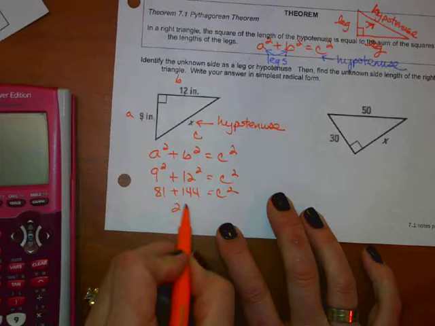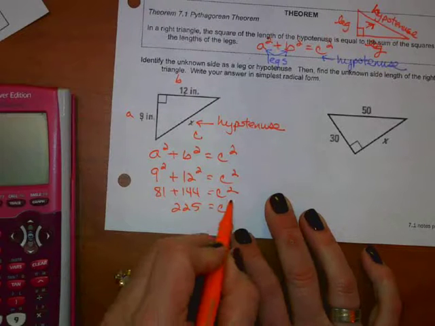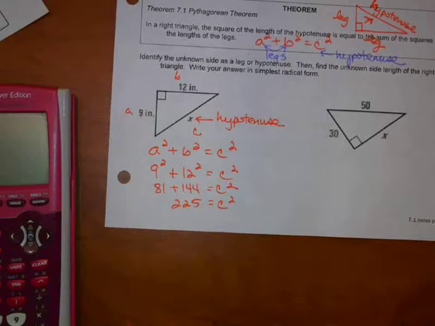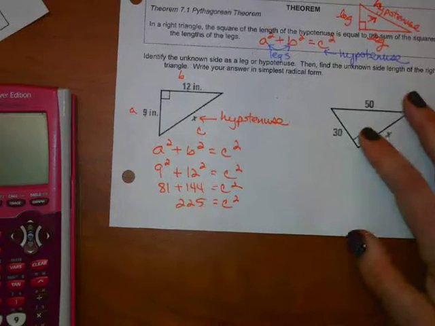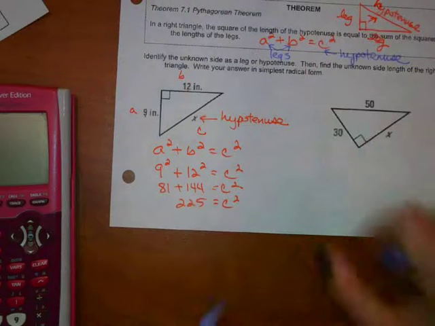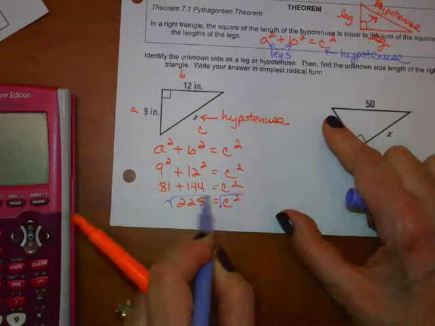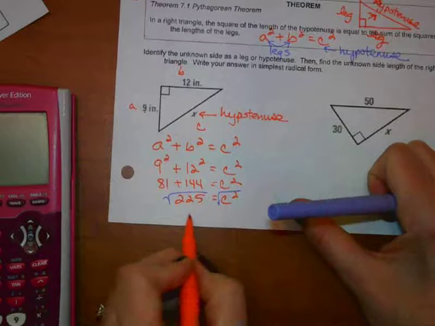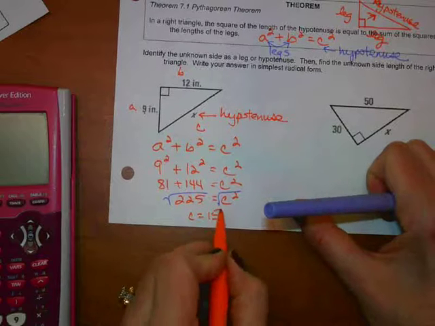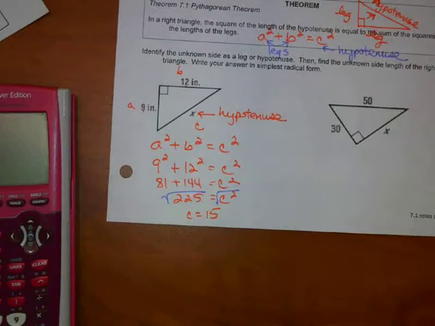And when you add these together, you get 225. Do you have to write this all out when you're doing these homework problems? Not necessarily. I want to see a little bit of work, but... And then, how do I get C? Correct. You undo squaring by square rooting. So C equals 15. No simplifying necessary there. Okay?